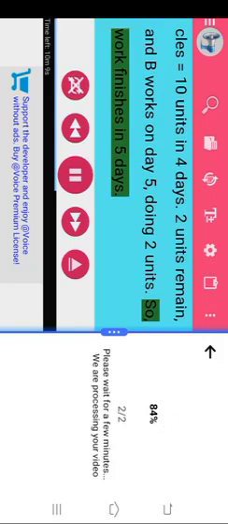In each 2-day cycle, B then A, 2 plus 3 equals 5 units are done. 2 such cycles equals 10 units in 4 days. 2 units remain, and B works on day 5, doing 2 units. So, work finishes in 5 days.